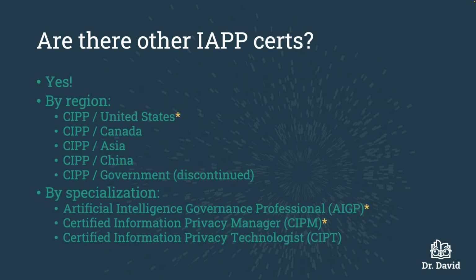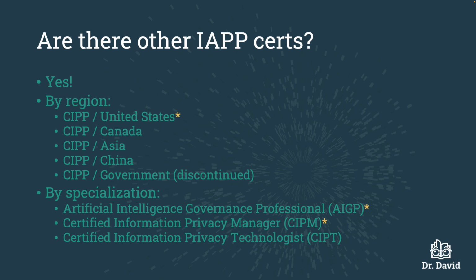If you're new to the world of privacy certification, one question you may be asking yourself is, are there other IAPP certifications? And the answer is a resounding yes, there are many of them. And IAPP certifications are, broadly speaking, broken down into 2 categories. One category is going to be a regional or jurisdictional focus. The second category is going to be by specialization. So when it comes to regions, IAPP has a number of different certificates. They have certificates that cater to the United States privacy landscape, to Canada, to Asia, and to China.